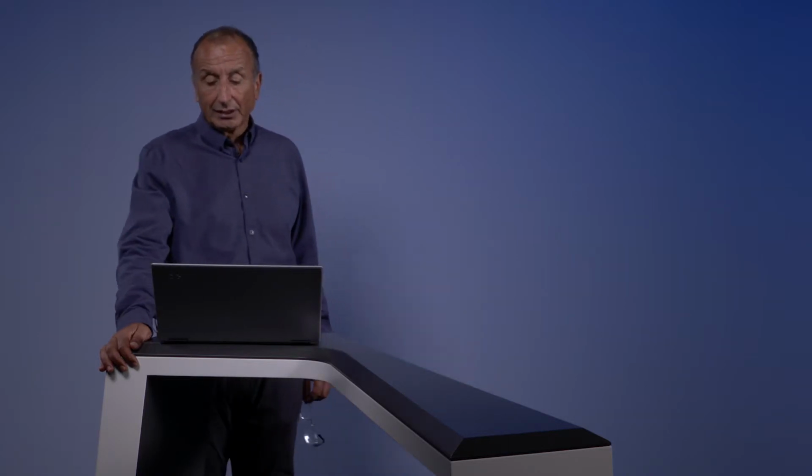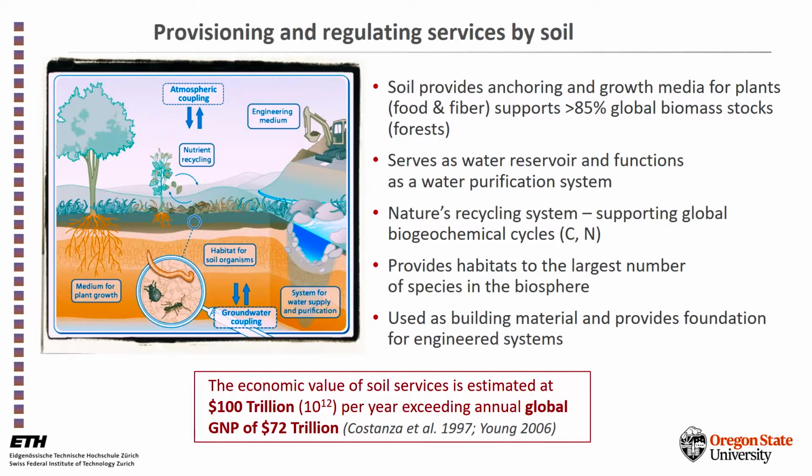Soil also serves as a reservoir and functions as a giant water recycling system. It is nature's chemical recycling system, and therefore it supports the large global biogeochemical cycles of carbon and nitrogen. It provides habitats for the largest number of organisms. These are the microbial life that lives in soil. In a handful of soil, you may have many more organisms than the eye can see on the planet. And of course, we use soil as a building material, as a foundation for houses and roads and so on.